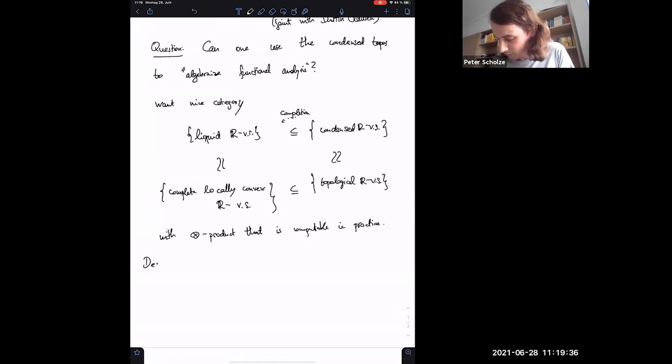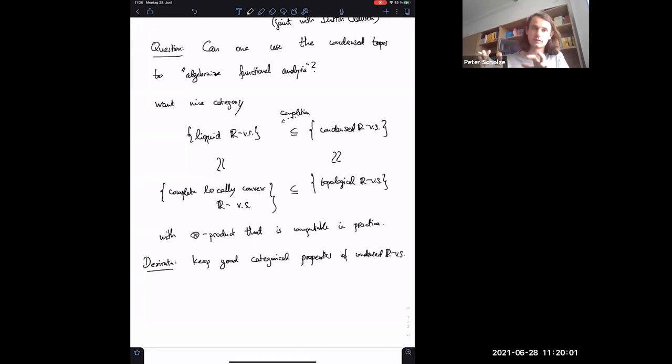So what are some of the desiderata that we would like to have? We want to keep the good categorical properties. All this condensed stuff has very good categorical properties, and we want this class of complete ones to share them. In particular, we want that it's still an abelian category, so that one can do homological algebra in this setting without any trouble. We want that it's still generated by compact projectives.